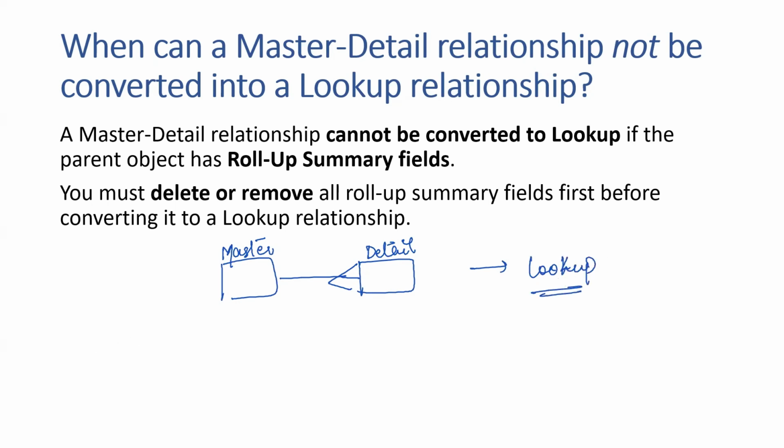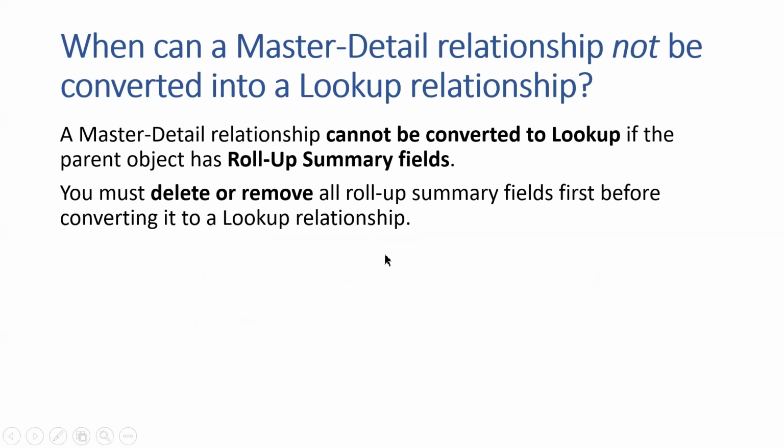whenever you have a roll-up summary field on the master, then you're not able to convert it into the lookup relationship. And the reason is very simple. Lookup relationships do not support roll-up summary fields. So if you have roll-up summary fields on the master, then you're not able to convert. So what's the solution? You have to simply remove or delete all the roll-up summary fields first and then convert it into a lookup relationship. I hope I'm clear with the answer.